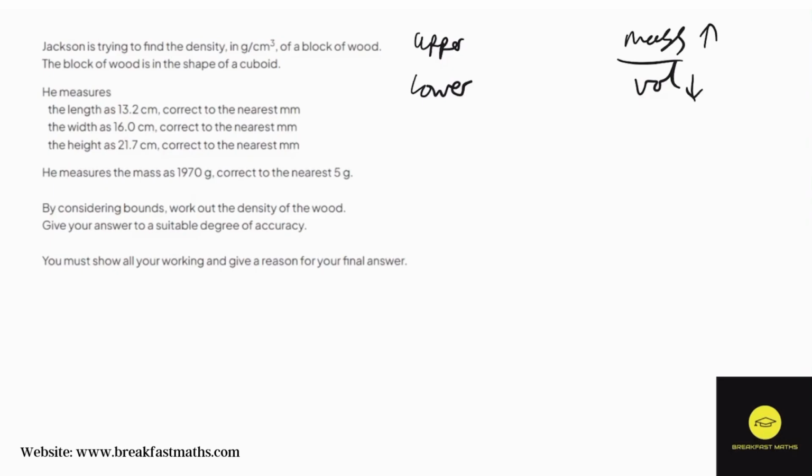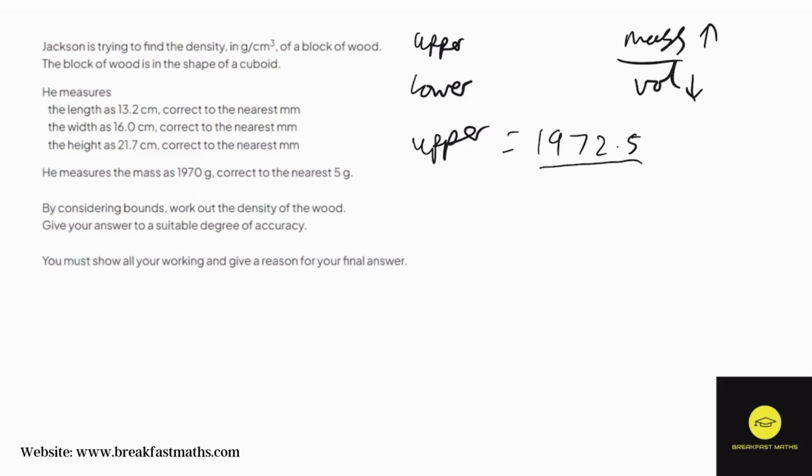Now the mass is 1,970 to the nearest 5 grams. So this can be rounded up to 1,972.5. Okay, so rounded to the nearest 5, this means the upper bound is 1972.5. Now, for the upper bound for the density, we need the lower bound for the volume, as we stated here above.